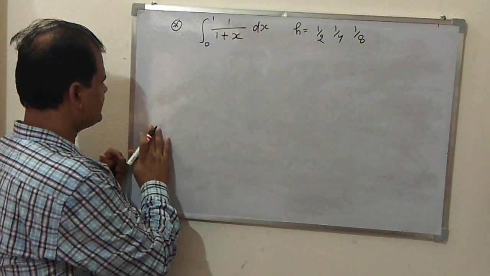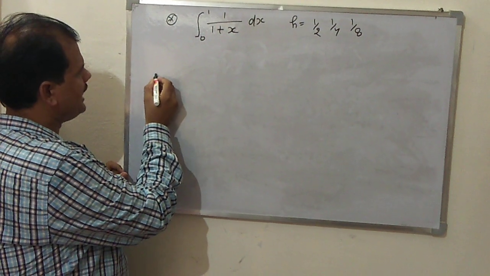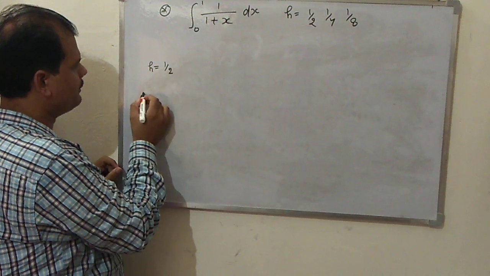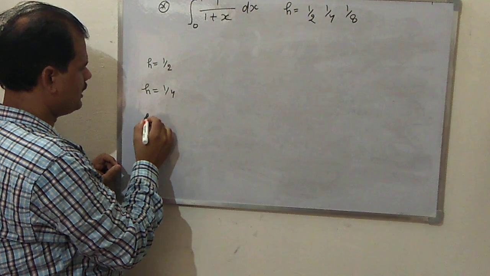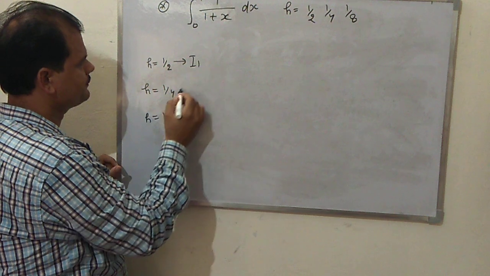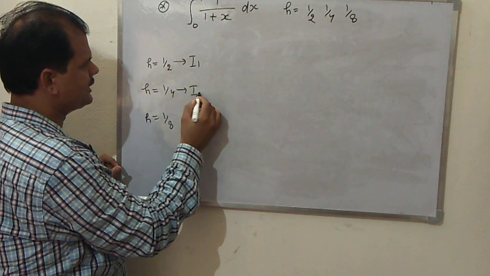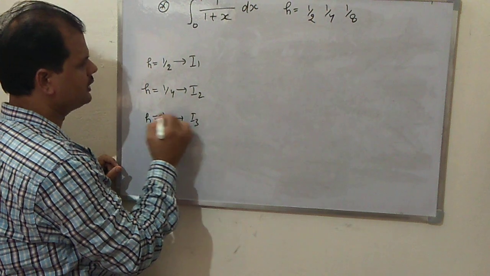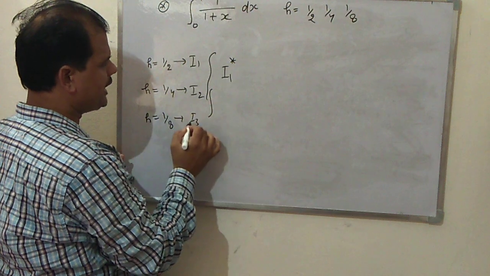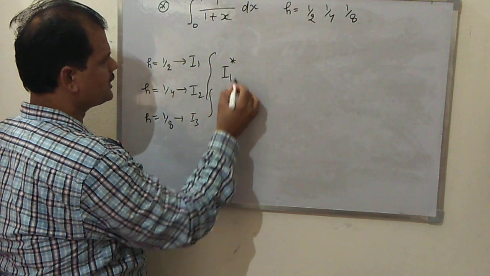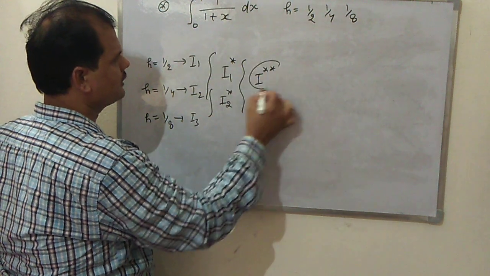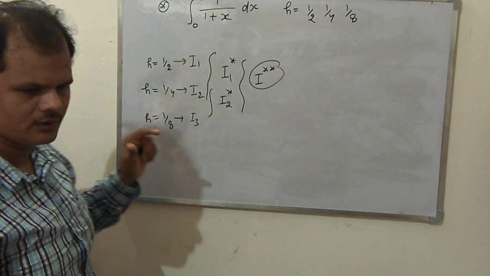So this table is very simple. I'll just explain the table, then we'll go for the procedure. We have h equal to 1 by 2, h equal to 1 by 4 and h equal to 1 by 8. Here we get I1, for h by 4 we take I2, and we get I3. Now from I1 and I2 we get I1 star, from I2 and I3 we get I2 star, and from I1 star and I2 star we get I double star. So this I double star will be your solution.